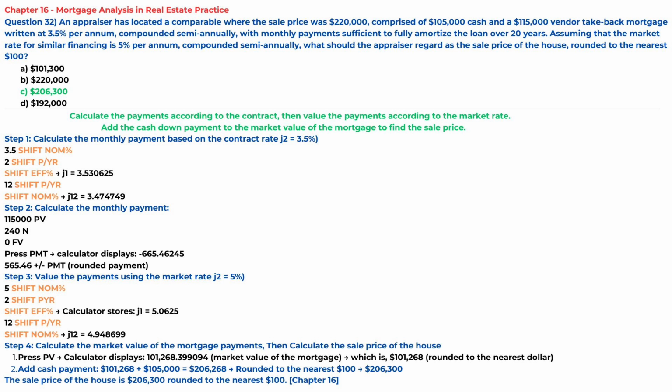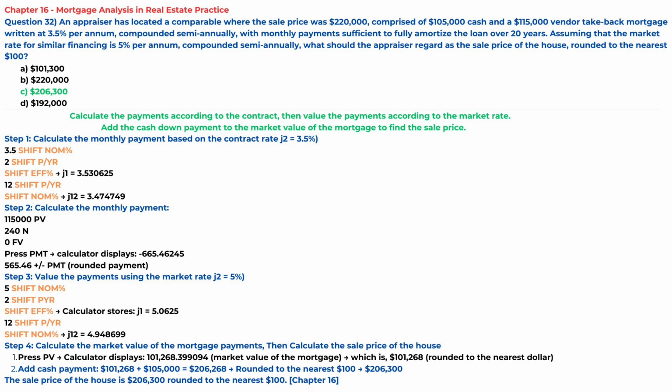Step 1. Calculate the monthly payment based on the contract rate. J2 equals 3.5%. 3.5 shift NOM, 2 shift PYR, shift effective, calculator stores J1 equals 3.530625. 12 shift PYR, shift NOM, calculator displays J12 of 3.47749. To calculate the monthly payment, 115,000 PV, 240 N, 20 years times 12 monthly payments, 0 FV. Press PMT, calculator displays minus 665.46245, 665.46, plus and minus sign, then press PMT, rounded payment.